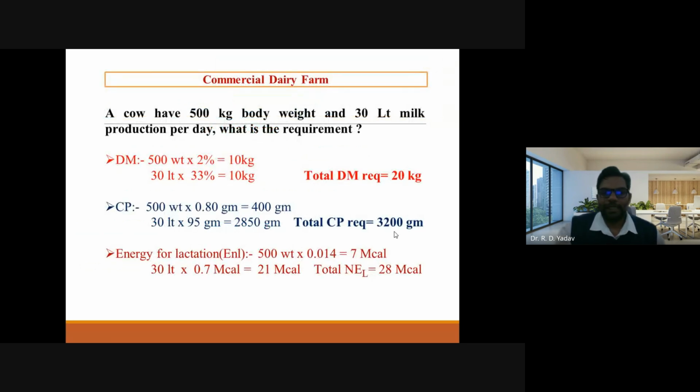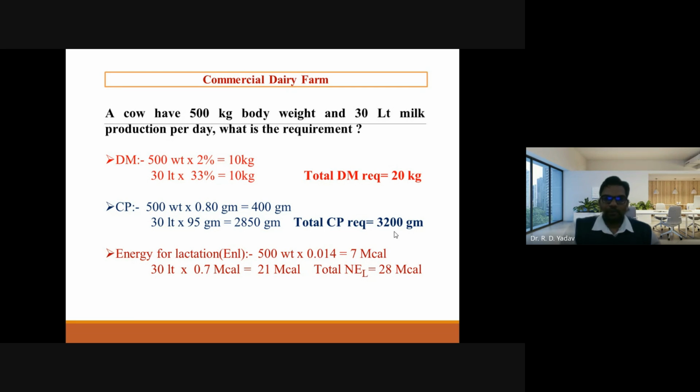In case of a commercial dairy farm, I have taken an example: a cow having 500 kg body weight and producing 30 liters of milk per day. Then what will be their requirement and how will we fulfill it? See, as I discussed, dry matter requirement is 2% of body weight. So 500 kg body weight multiplied by 2% will be 10 kg.